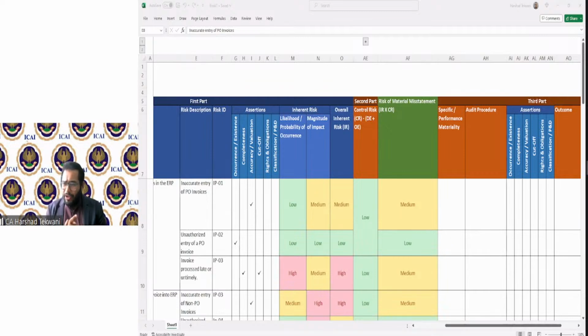Account balances with that of total invoices. Okay, Mohammed. Good. What else? What else will you do? If I want to check whether the invoices are entered accurately into the ERP, how will I audit that?